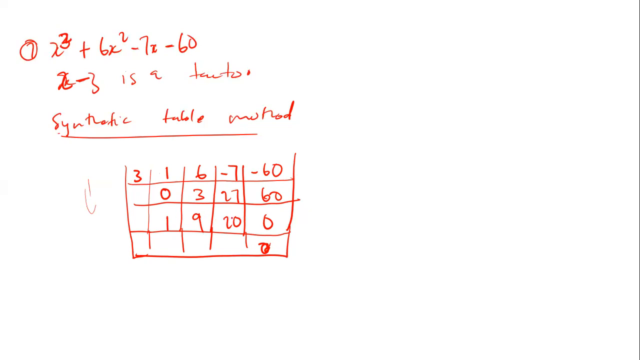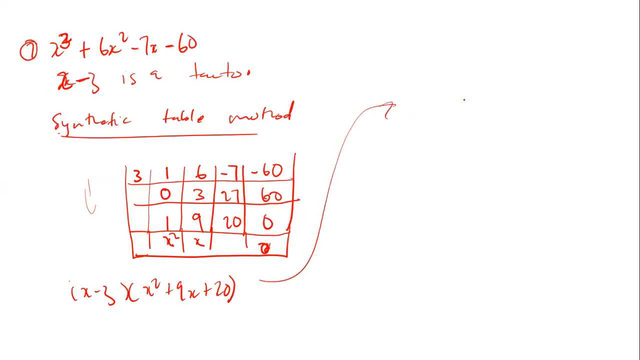And therefore, that means here, I'm going to formulate my cubic expression. So here I have x to the power of 2, and then here I have x, and then here I have a constant. So that means the factors of this cubic function is going to be, remember, x minus 3, and therefore I'm going to take this to be my coefficients of my x values. So that means I have x squared, which is 1x squared, 9x, plus this constant, which is positive 20.